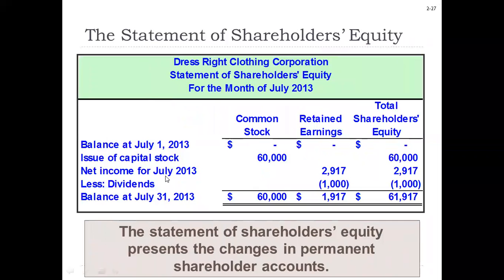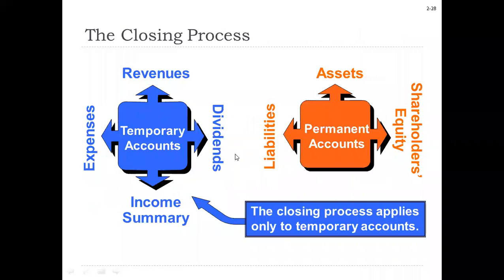Statement of shareholders' equity. For common stock, retained earnings, the basic categories of stockholders' equity. It shows the beginning balance, the changes during the month in this case, and the ending balance at the end of the month. So it just shows the beginning balance, the changes during the period, and then the ending balance of the period for the different categories of stockholders' or shareholders' equity. Okay, so that's a statement of shareholders' equity. Then you remember the closing process for revenues, expenses, and dividends.